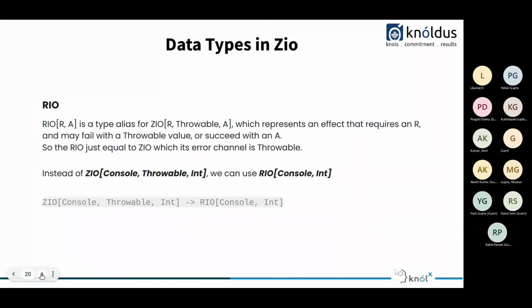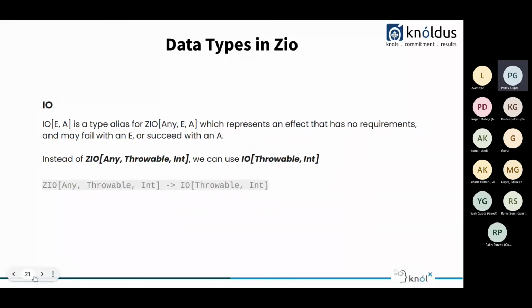So moving forward with the IO type, an effect that does not require any environment, it may fail with a type E or it may succeed.